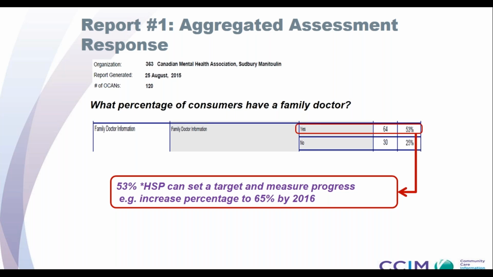And the data elements are not just the domains of need, but they're also a lot of demographic information as well. This question, as an example, is on the OCAN about whether a client is connected to a family doctor, yes or no. And in this one, it's showing that 53% of consumers are connected to a family doctor, and the organization was interested in improving that percentage. So they want to do some connecting and partnering with primary health care, family health teams, community health centers, to increase that number so that more of their client population is connected to a doctor. And they benchmark that they want to have an increase to 65%. And this was a little bit of an old slide, so this was last year that they had that benchmark.